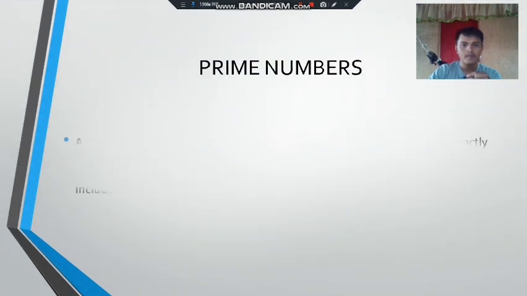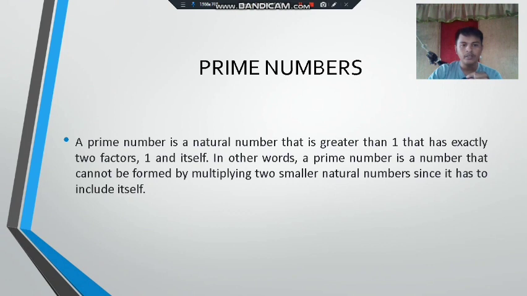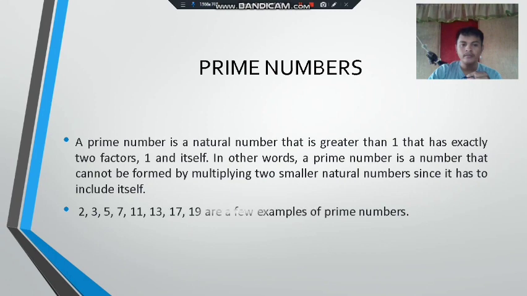Prime numbers. A prime number is a natural number greater than 1 that has exactly two factors, 1 and itself. In other words, a prime number is a number that cannot be formed by multiplying two smaller natural numbers. So these are examples: 2, 3, 5, 7, 11, 13, 17 are a few examples of prime numbers.